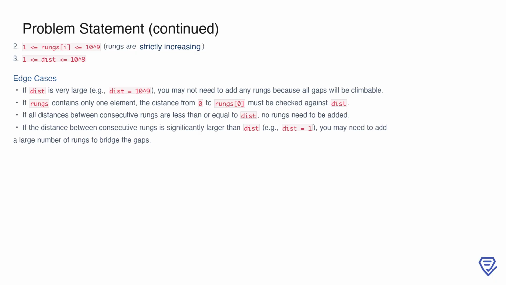When considering edge cases, if dist is extremely large, you may not need to add any rungs because all gaps will automatically be climbable. If the rungs array contains only one element, you'll need to check the distance from position 0 to that single rung against dist. Additionally, if all the distances between consecutive rungs are less than or equal to dist, no extra rungs are required. On the other hand, if dist is very small, such as 1, you may need to add a significant number of rungs to bridge large gaps in the ladder. These scenarios highlight the importance of efficiently calculating the minimum number of rungs needed to meet the requirements.